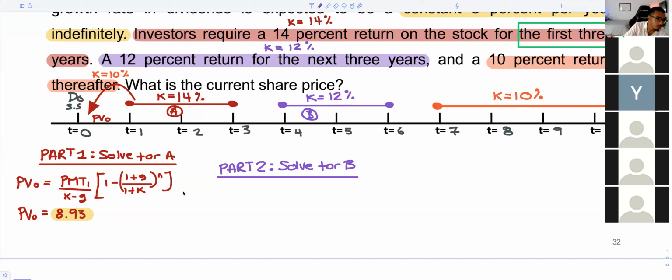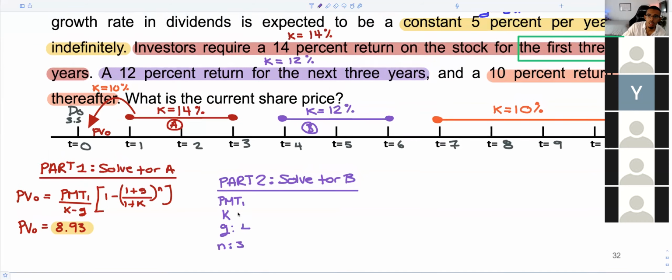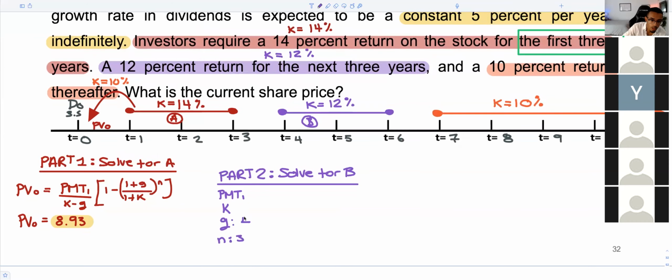All right. Obviously, not going to write it again, but I'm going to ask y'all, what will be our payment? What will be our K? What will be our G? And what will be our N? Our N is obviously going to be 3. Our G is obviously going to be, what was it, 5%. And our K will be 12%. But what will be our payment? I need everybody to tell me here. What is our payment right here?